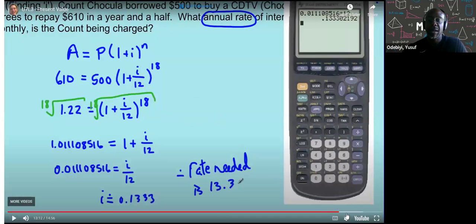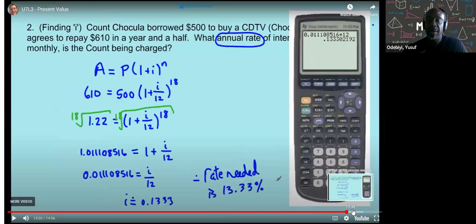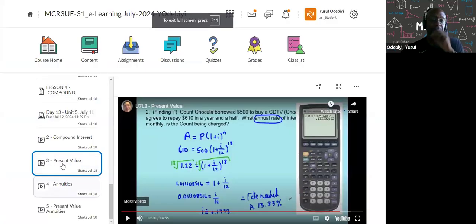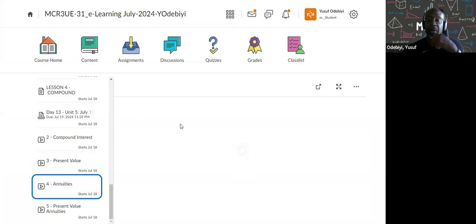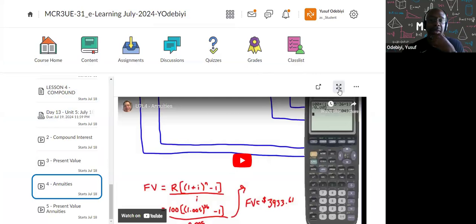Okay, so that is figuring out the present value. Now we're going to go into annuities. We learned about present value, but we didn't do annuities yet, so we're going to do annuities, and then we need to figure out present value annuities. Sorry, annuities, my bad. This is a different formula, guys, so you've got to watch this.